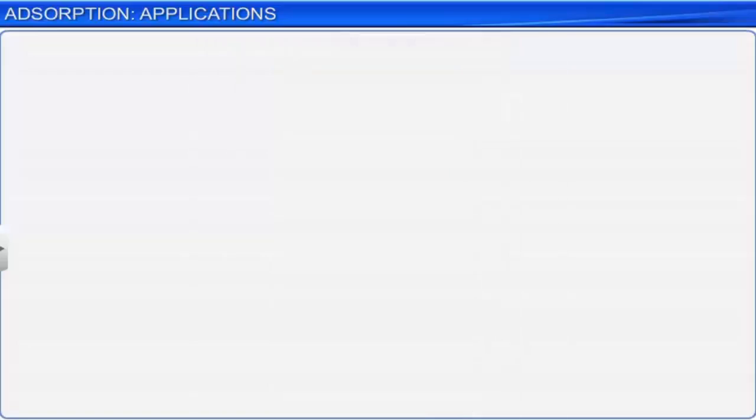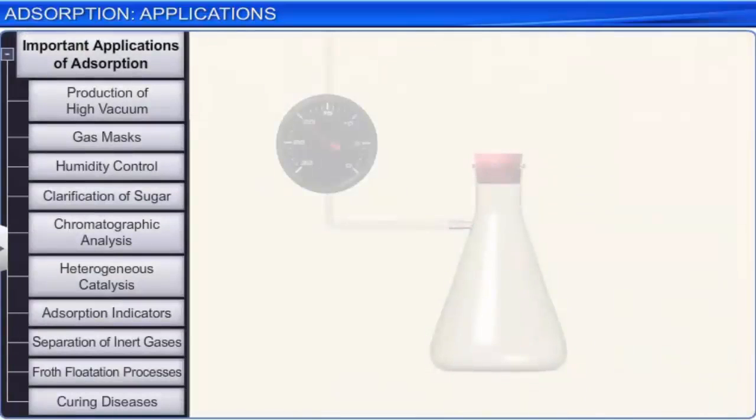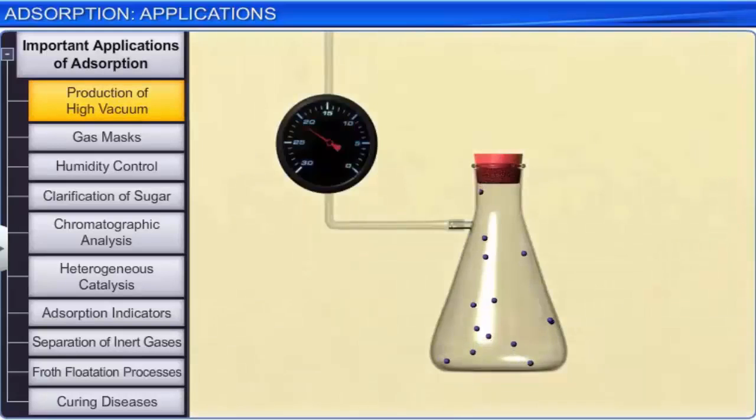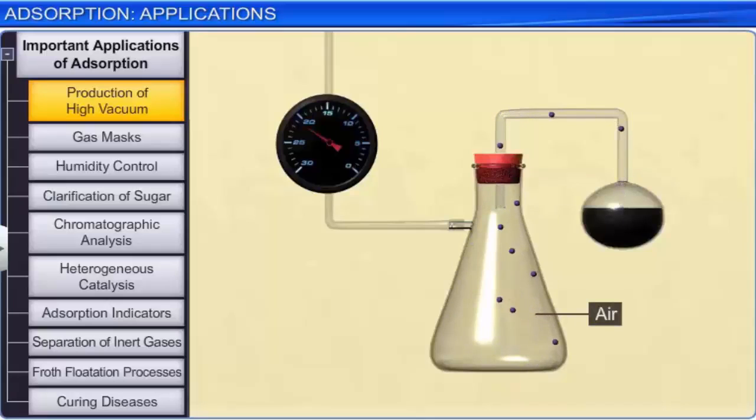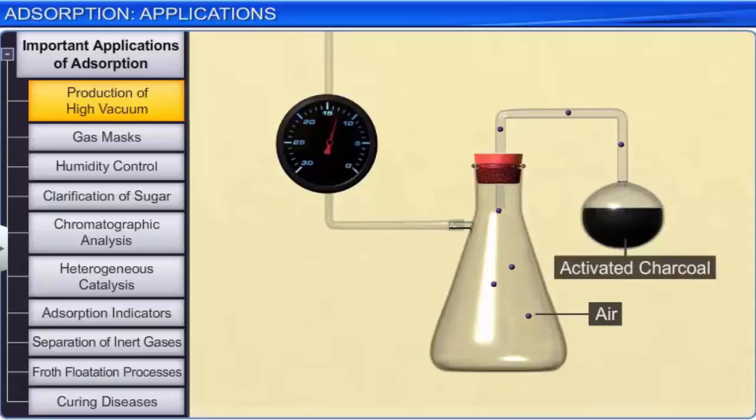Let us discuss these applications one by one. We will first discuss production of high vacuum. A vessel that has already been evacuated by a vacuum pump may still contain traces of air. If a bulb of activated charcoal is connected to this vessel, the remaining traces of air get adsorbed by the activated charcoal. This results in the production of a very high vacuum.